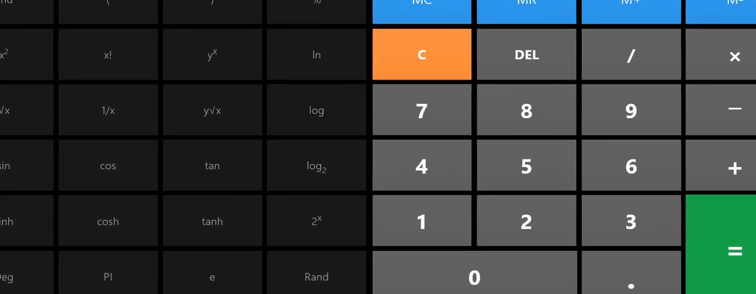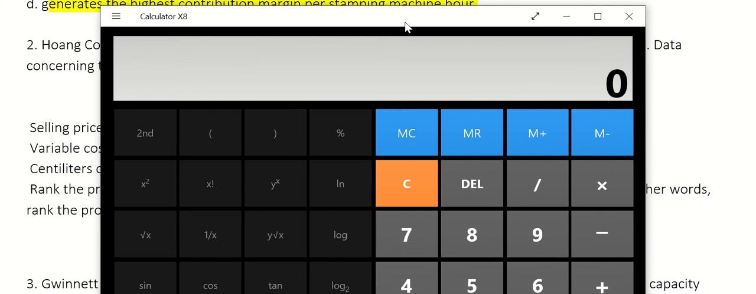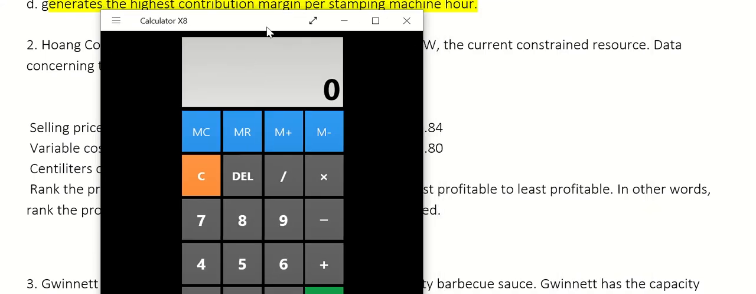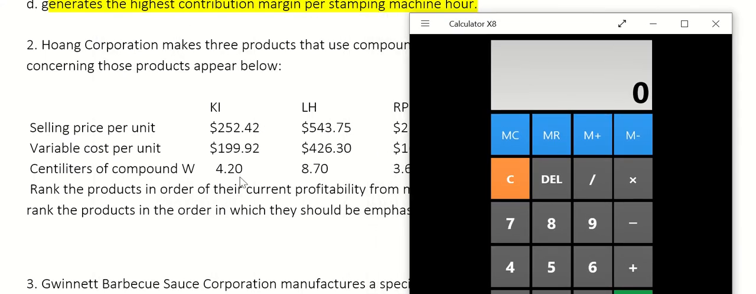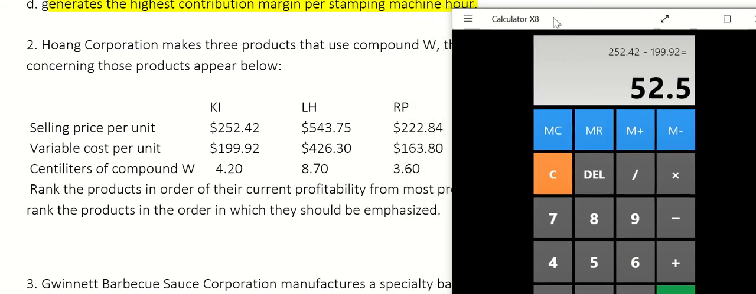First I would find contribution margin. Let me get my calculator in range here. Okay, I would just start with the KI product and do 252.42 minus 199.92, and that would give me contribution margin. I would find this for every single product. So do the same thing, selling minus variable, to find contribution margin for LH and RP.